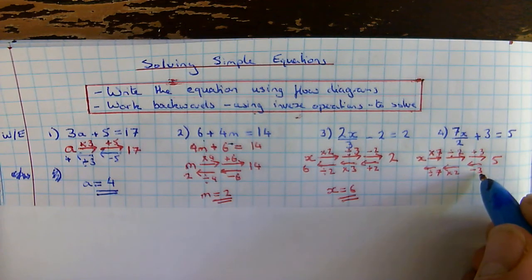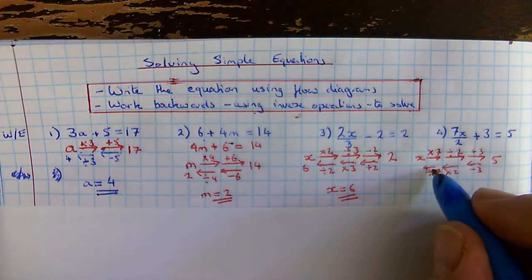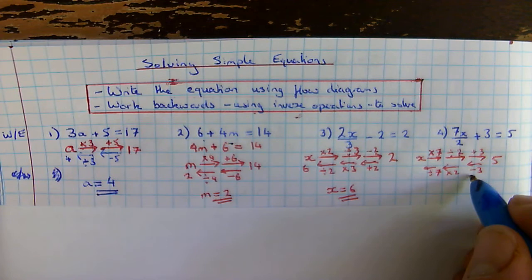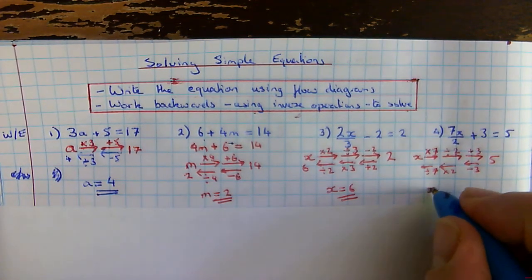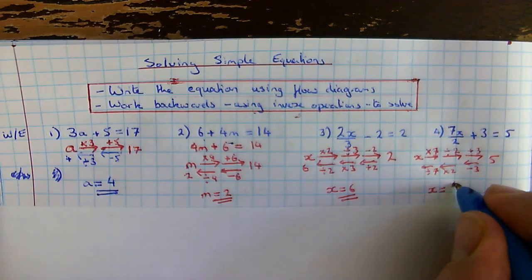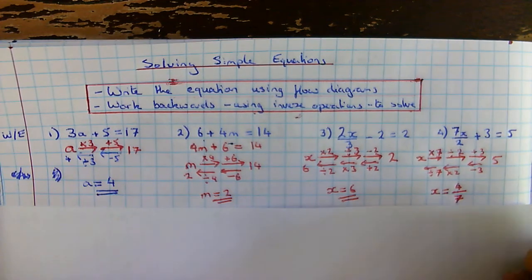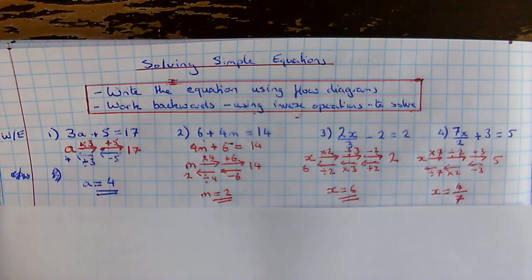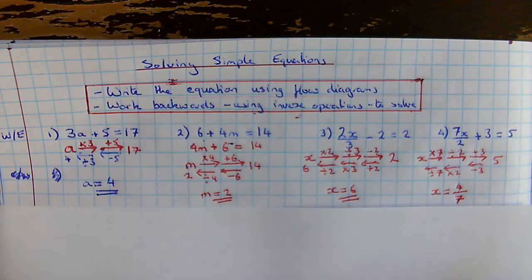Well, 5 take away 3 is 2, 2 times 2 is 4, 4 divided by 7 I can't do. So I'm just going to leave it as a fraction, 4 divided by 7. So in this case, x equals 4 divided by 7. And I just leave that exactly as it is as a fraction. In some cases, I could end up with an improper fraction, in which case it may ask me to turn it into a mixed number.